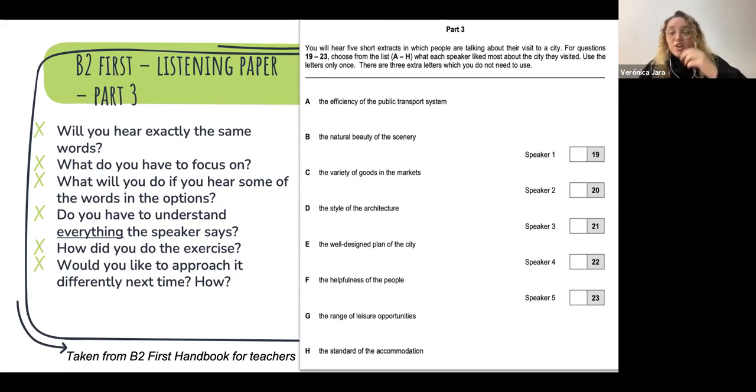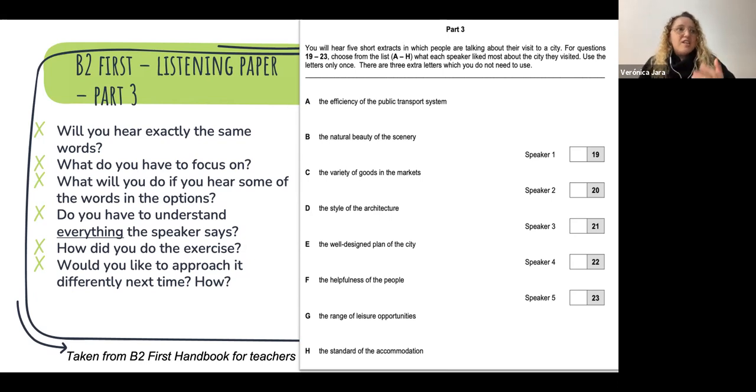And then after they do the activity, well, how did you do it? Walk me through your thinking, walk me through the strategies you used. Would you like to approach it differently next time? How? What would you like to do? What would you like to change?